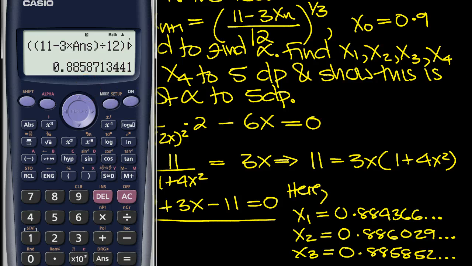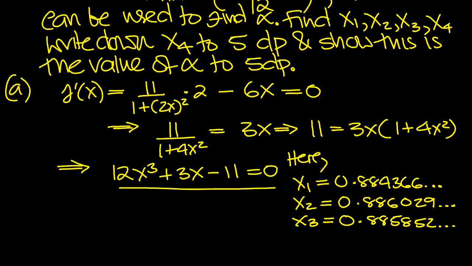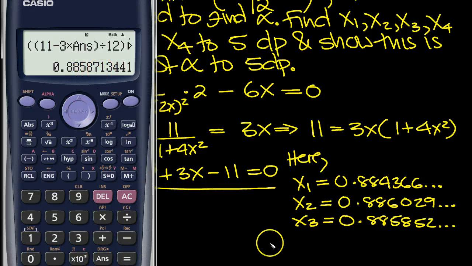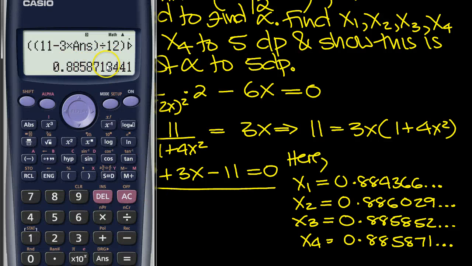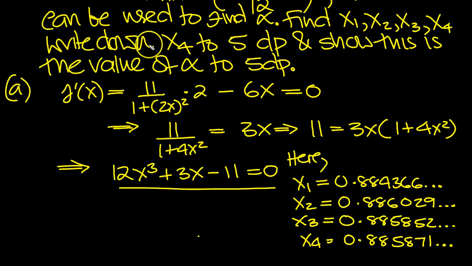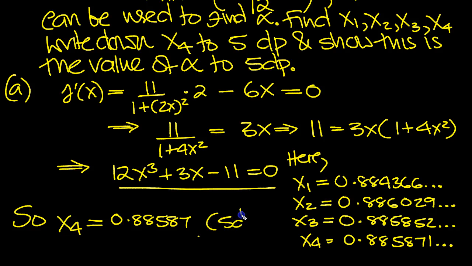So here's x4 then. Let's just give ourselves a little bit more room. x4 is 0.885871, and the 1 was the decimal place that, when we round it, still remains a 1 when we look at that number. Even to 6dp here it would be a 1, wouldn't it? So no problem there. So write down x4 to 5dp, so x4 is equal to 0.88587, and that's to 5 decimal places, of course.